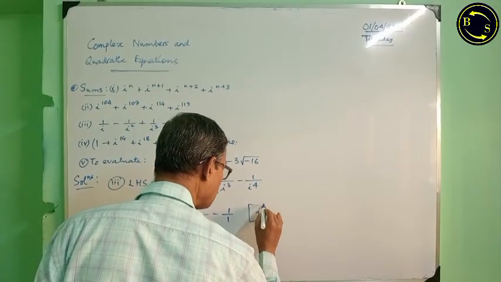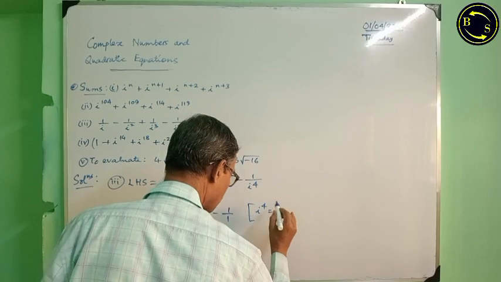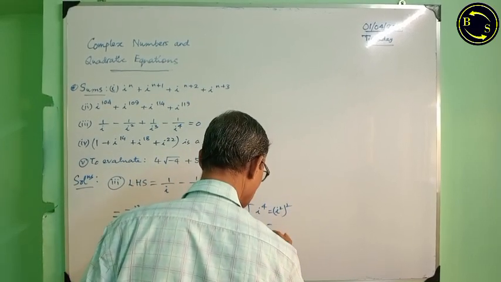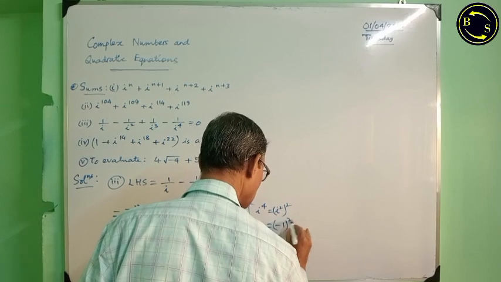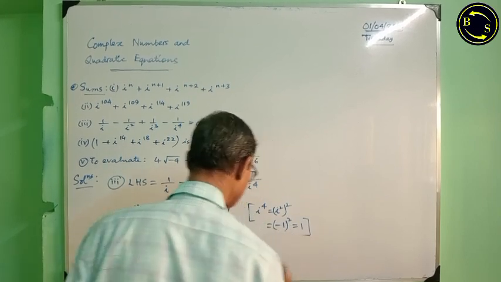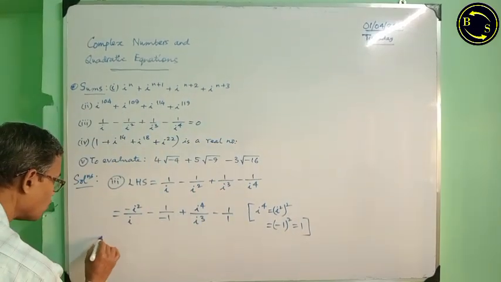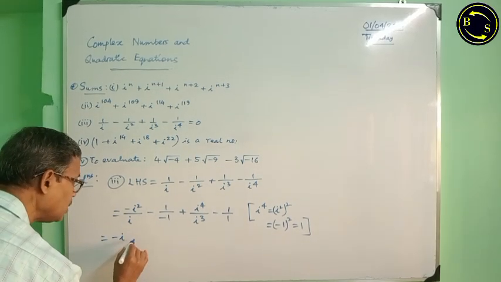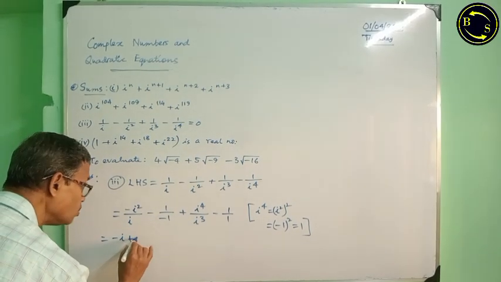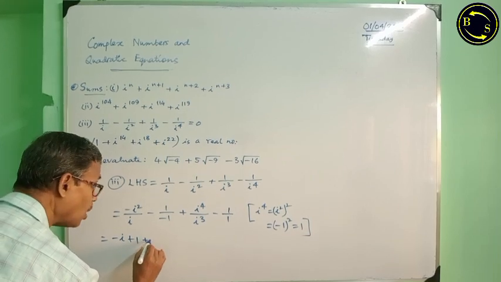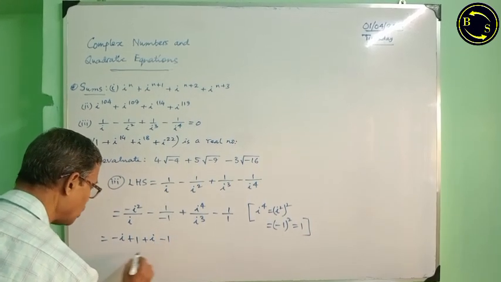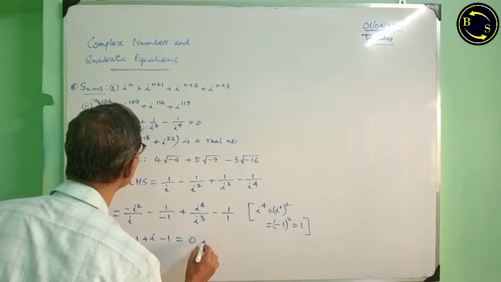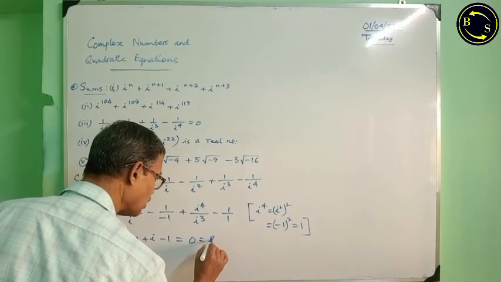I write here i to the power 4, i square whole square, minus 1 whole square, that is equal to 1. Therefore, finally we get minus i plus 1 plus i minus 1. All cancelled, therefore the result is 0, which is the RHS part.